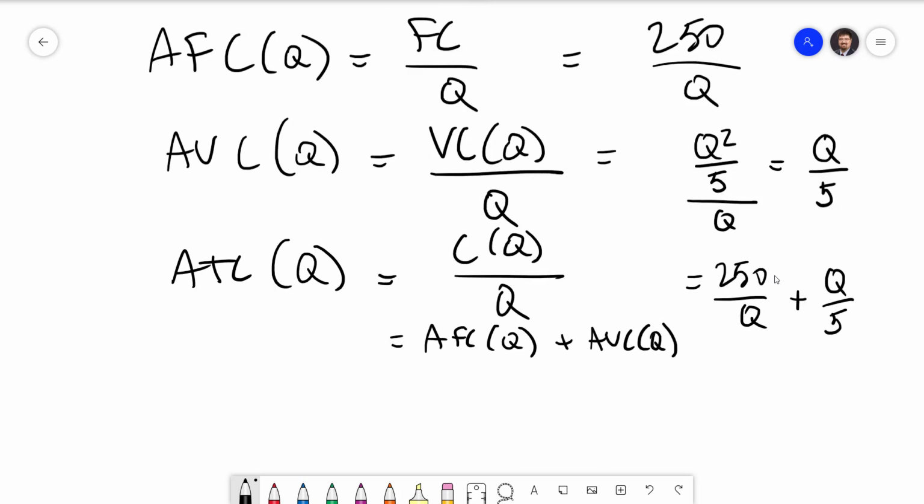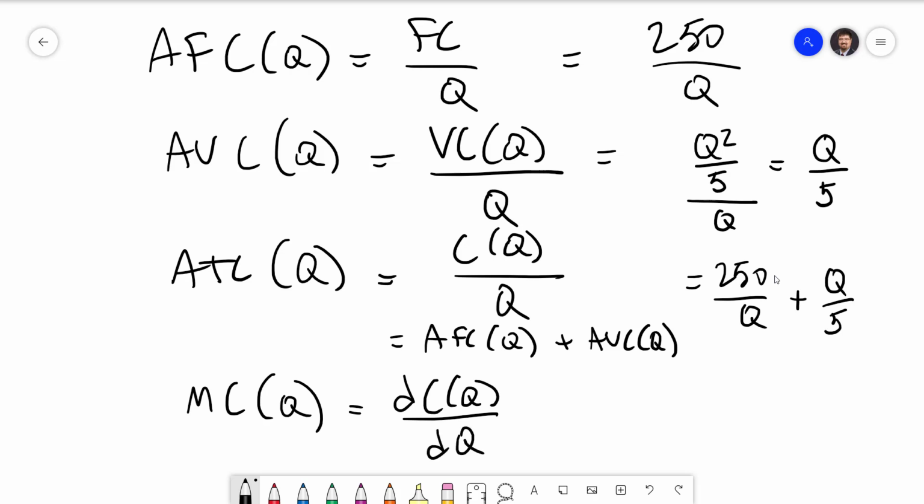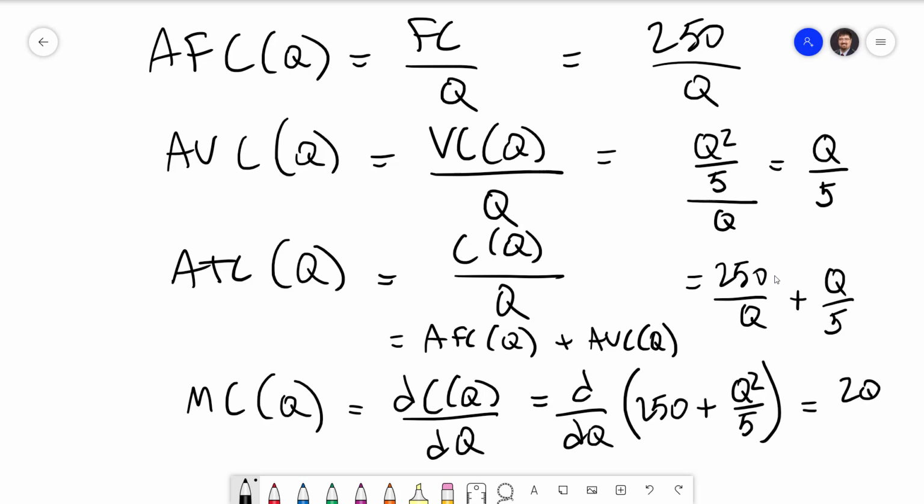To do one last definition, we have our marginal cost. As always, whenever you hear marginal, think derivative. So what this is going to be is the derivative of the cost function with respect to quantity. In our example, we have the derivative of 250 plus Q squared over 5. Derivative of 250 is 0, and the derivative of Q squared over 5 is going to be 2Q over 5.